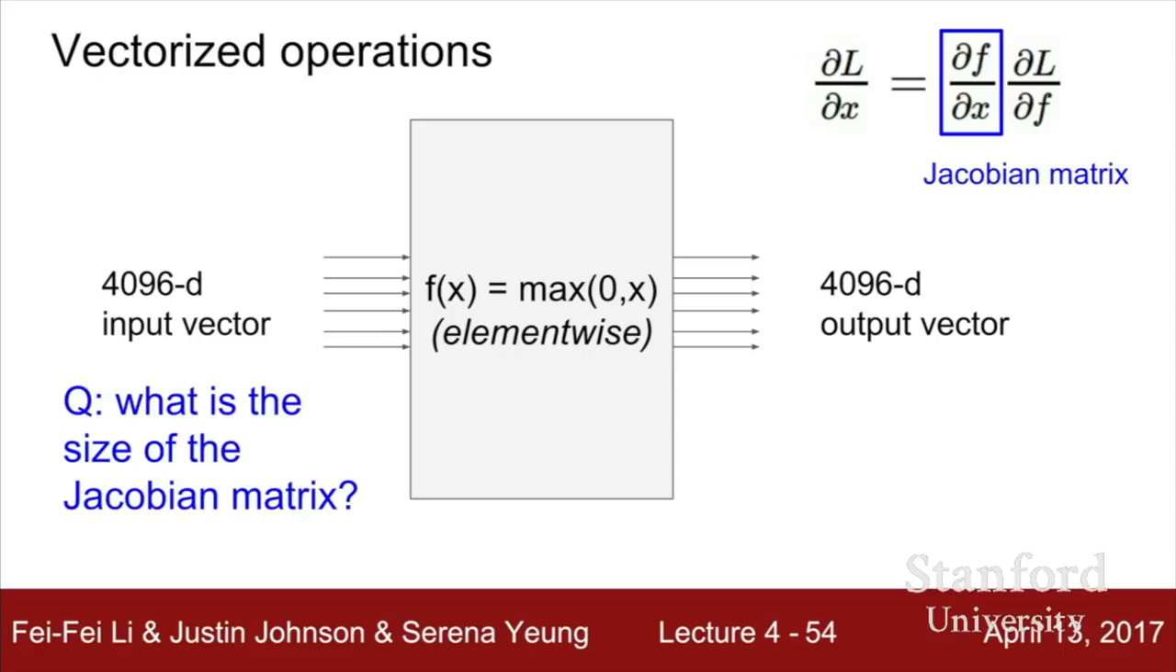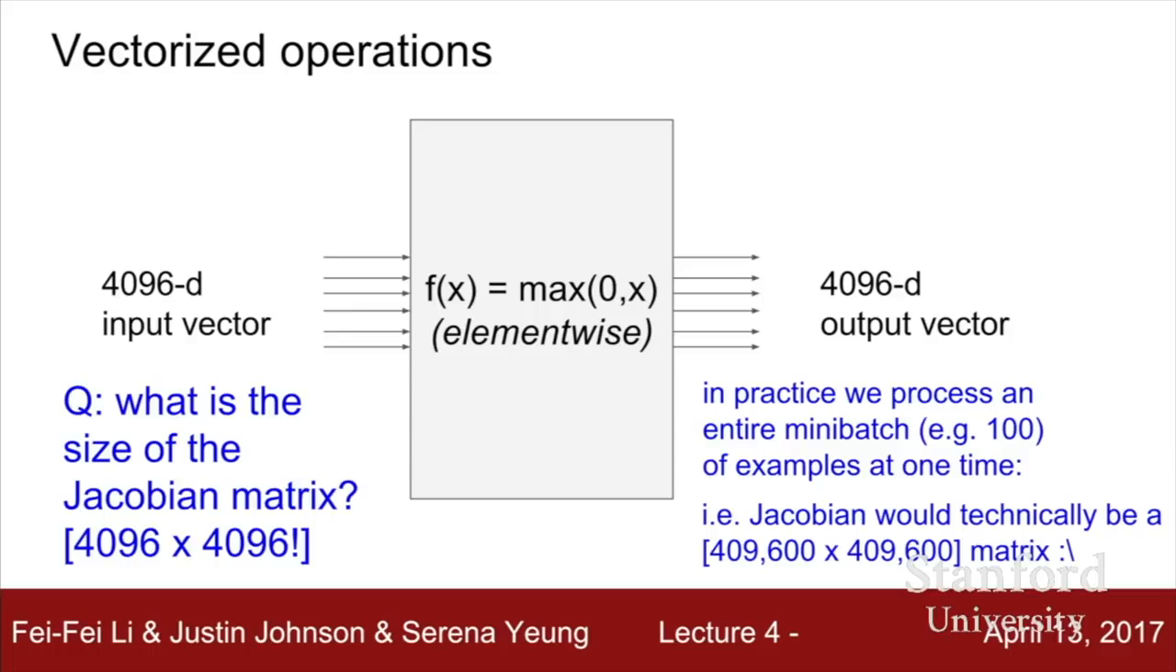Okay, so the answer I heard was 4096 squared, and that's correct. So this is pretty large, 4096 by 4096. And in practice, this is going to be even larger because we're going to work with mini batches of, for example, 100 inputs at the same time, and we'll put all of these through our node at the same time to be more efficient. This is going to scale this by 100, and in practice our Jacobian is actually going to turn out to be something like 409,600 by 409,600. So this is really huge and basically completely impractical to work with.